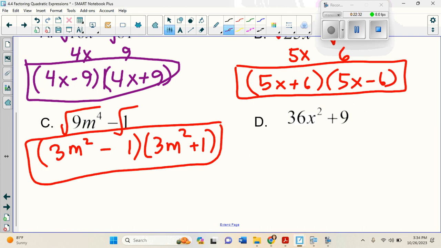And then because there's a plus sign here, it's prime. Oh, sorry. 36 and 9 do have a common factor of 9. 4x squared plus 3. But that's all we can do because of this plus sign. We're done.